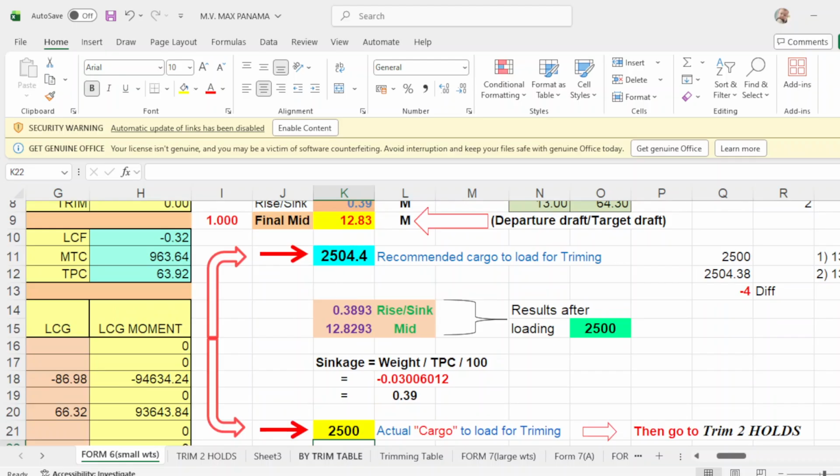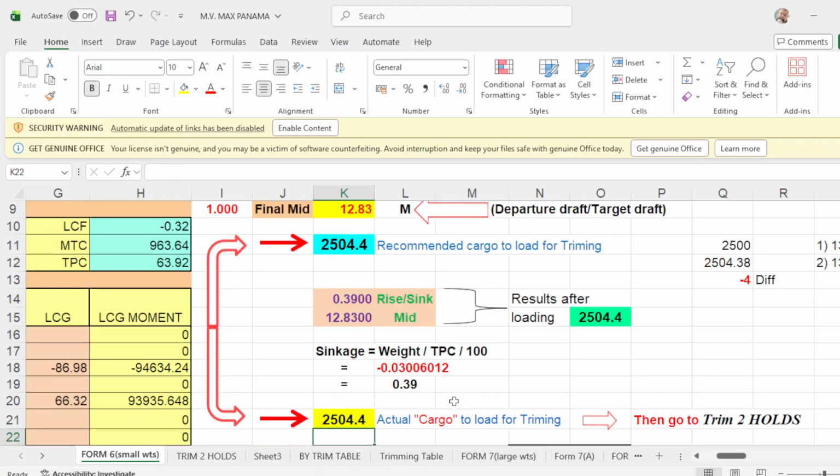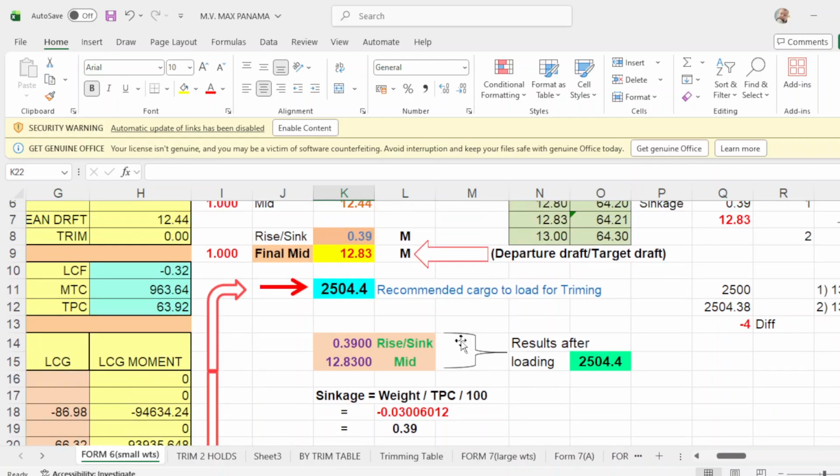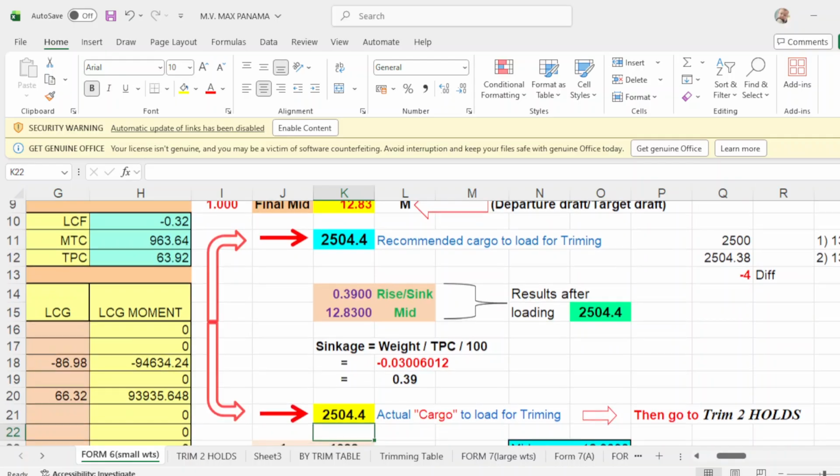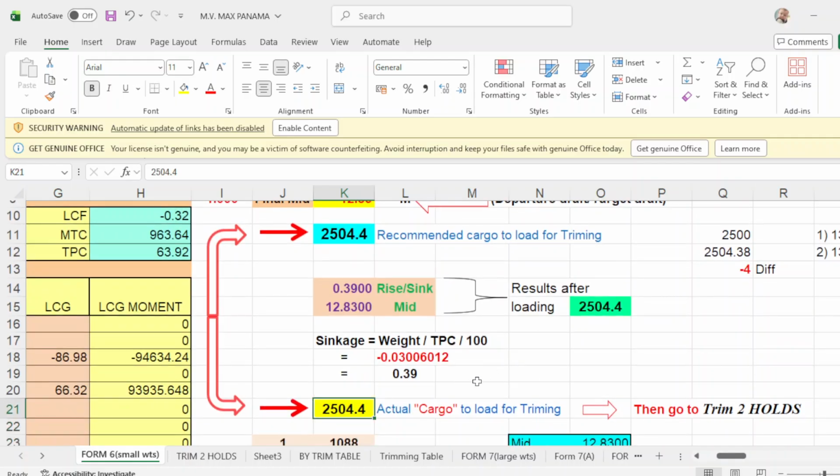What if I use this one? So I put here, to be exact, 2504.4. Take note of this one, guys. When I press enter, results after loading 2504, it will be exactly the same with your departure drop of 12.83 and your sync gauge of 0.39.